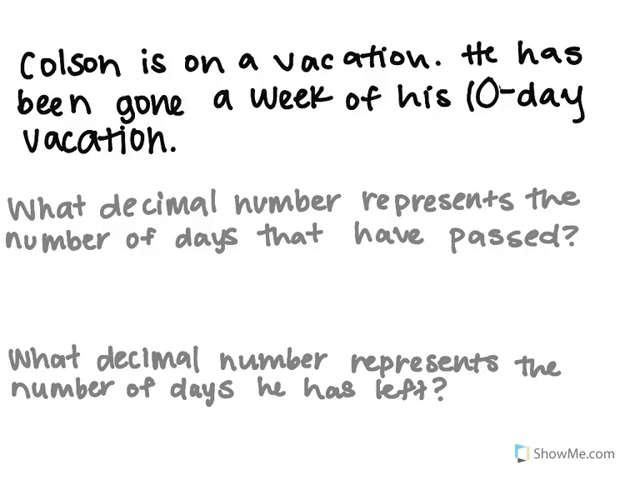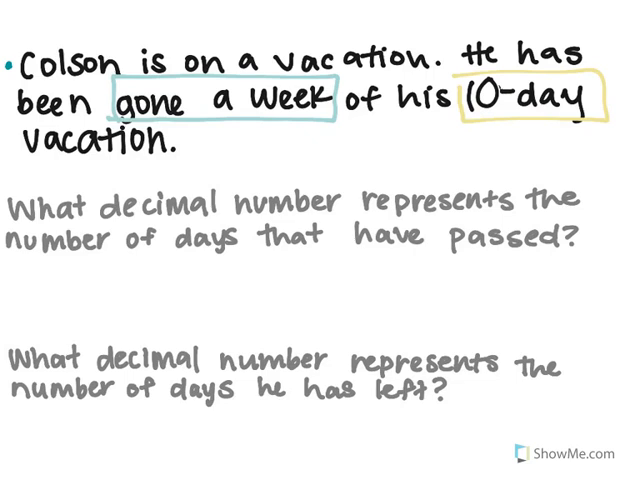Okay, so what we're working on today is word problems. We're going to start by reading right here. It says Colson is on a vacation. He has been gone a week of his 10-day vacation. So let's look at what we know. It says he's been gone a week and his vacation is 10 days.